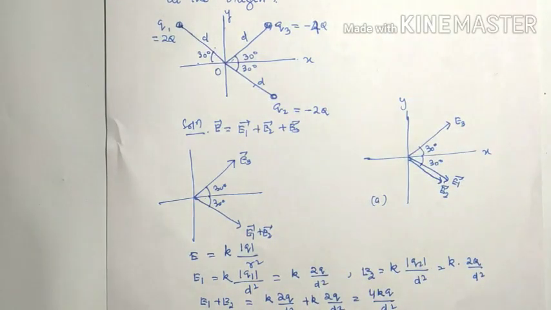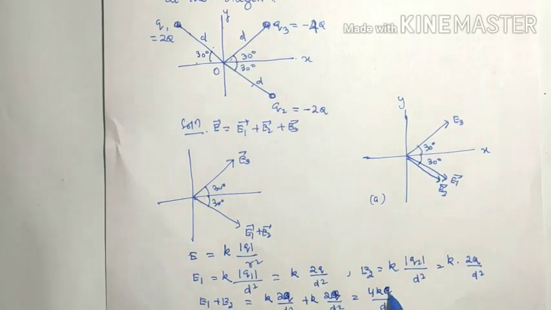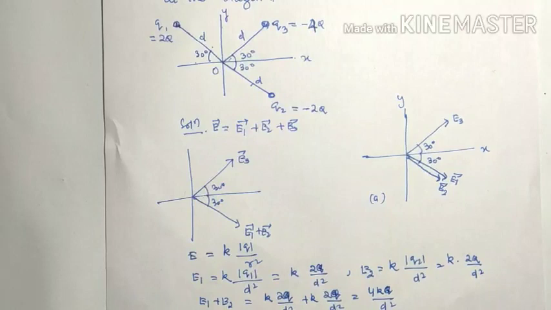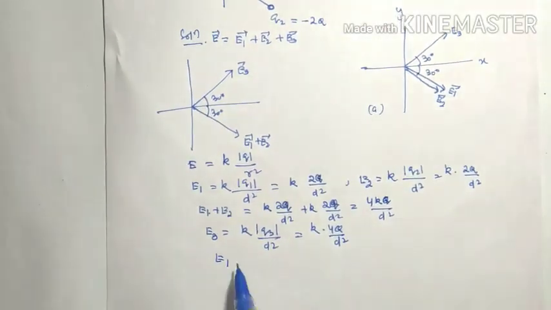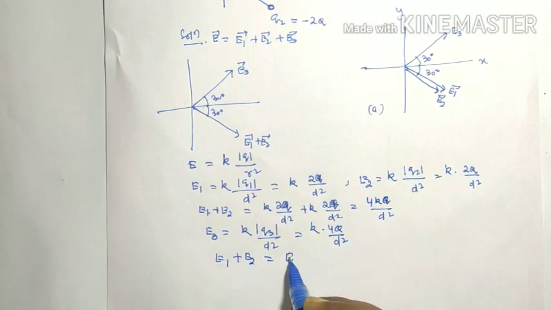Let us calculate the magnitude of E3, which equals K times the modulus of the charge, minus 4Q, so K 4Q by d squared, with capital Q. So here the magnitude of E1 plus E2 is equal to E3.